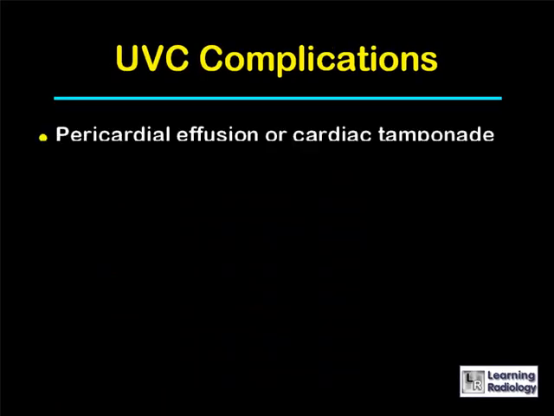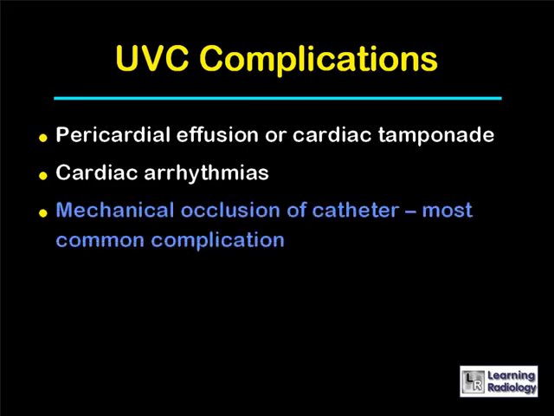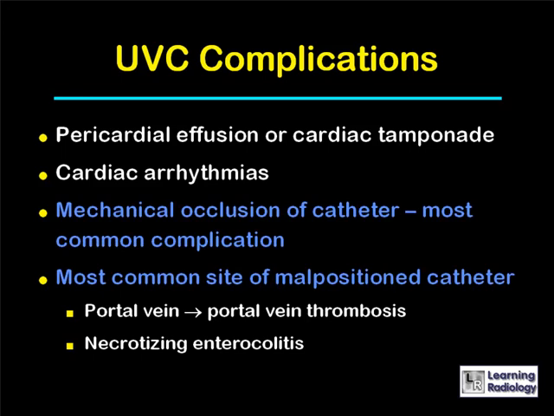There are numerous complications of umbilical venous catheters, among which are pericardial effusion or cardiac tamponade, cardiac arrhythmias, and mechanical occlusion of the catheter, which is the most common complication. The most common site of malpositioning of the catheter is in the portal vein, which can rarely lead to portal vein thrombosis and necrotizing enterocolitis.